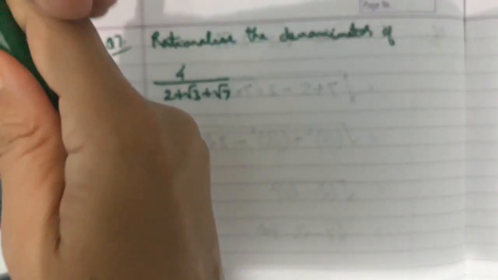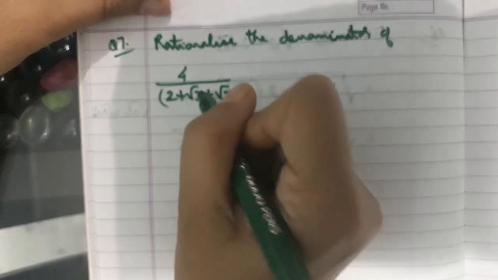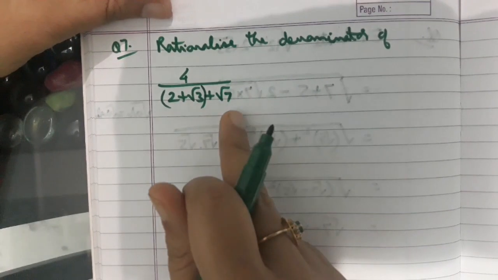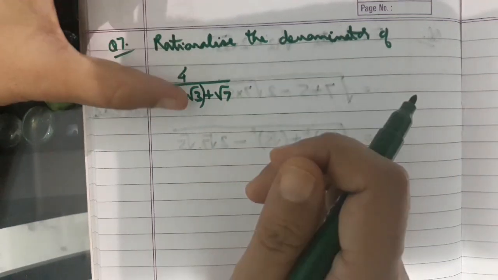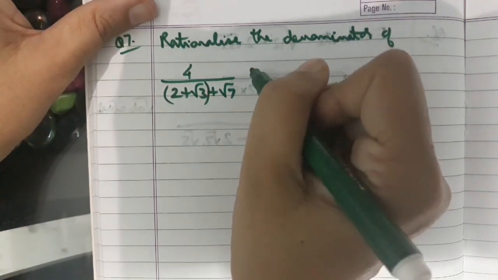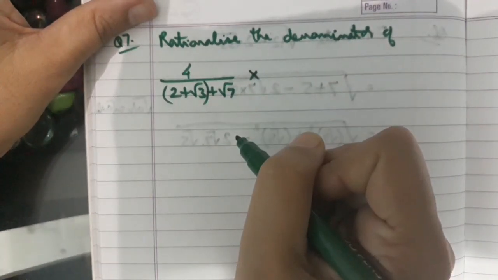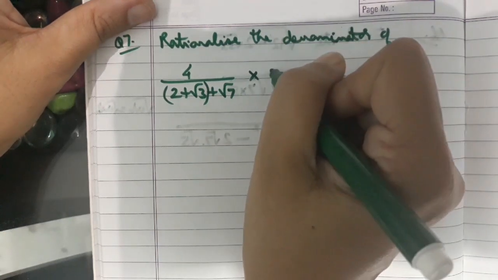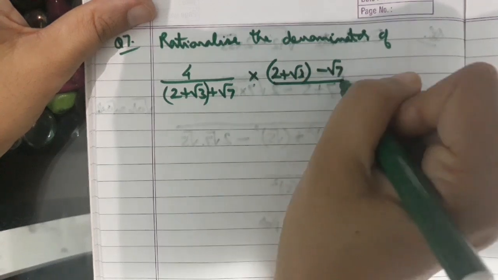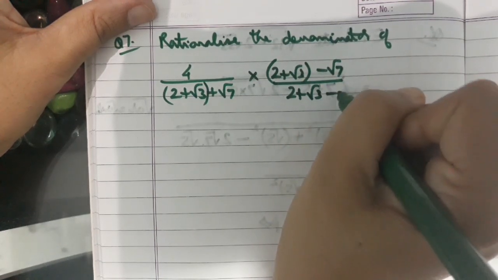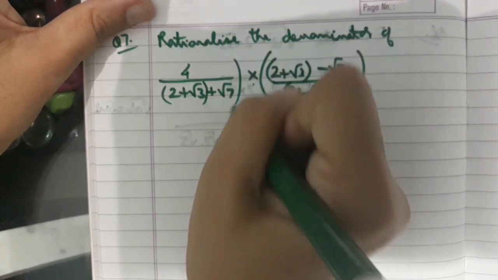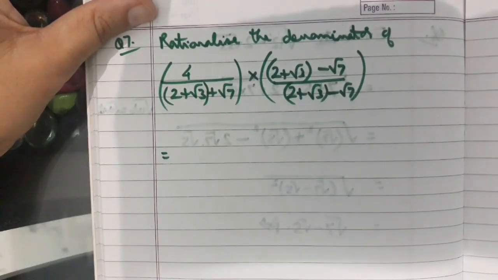Let us see how. So for the 3 terms, we group two terms together. Any two you can group together, and we leave the third term. Now this can be considered as one term, and this is the other term. So now we multiply the numerator and denominator by the conjugate of this. So it would be 2 plus root 3 minus root 7 upon 2 plus root 3 minus root 7. We multiply the numerator and denominator with this.